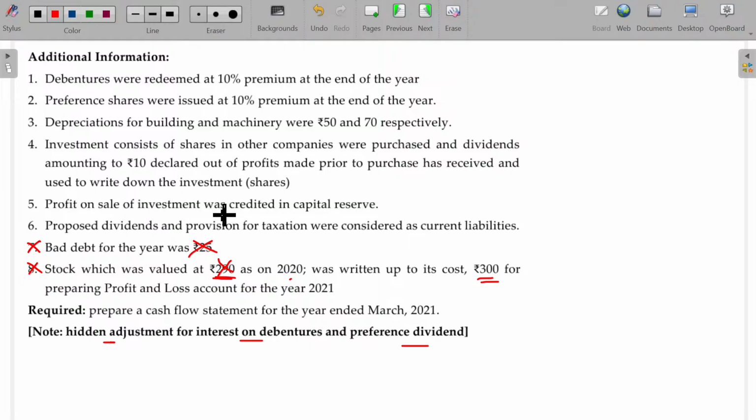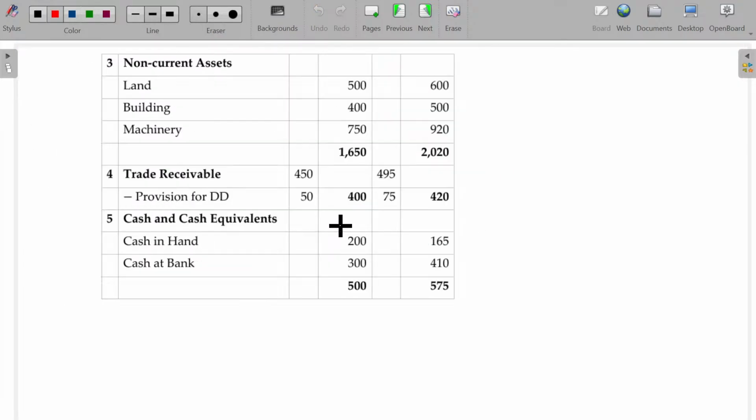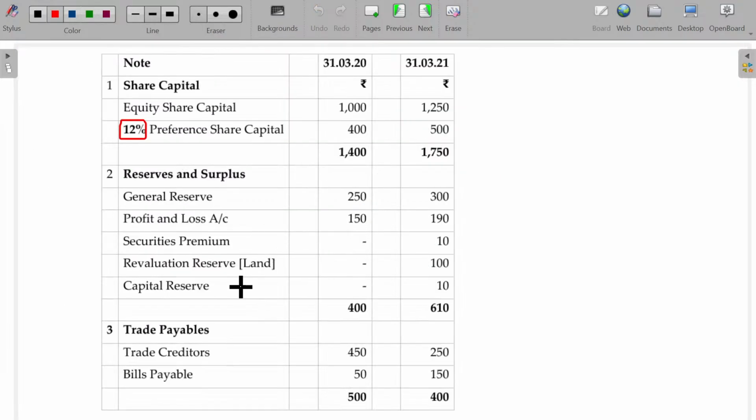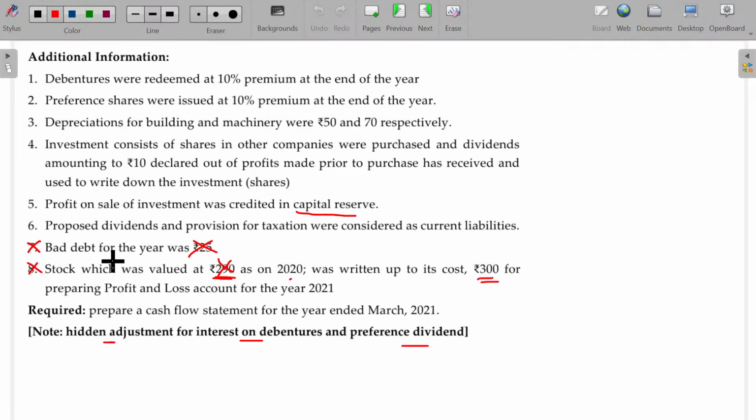Profit on sale of investment was credited in capital reserve. The capital reserve's profit is due to profit on sale of investment. Profit on sale of investment. I finish up the adjustments.